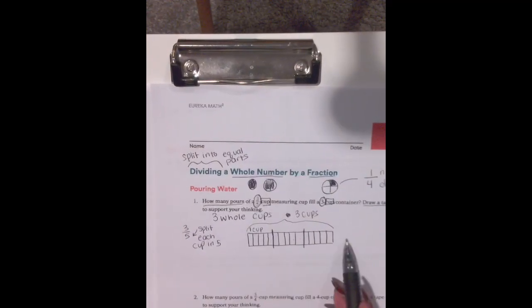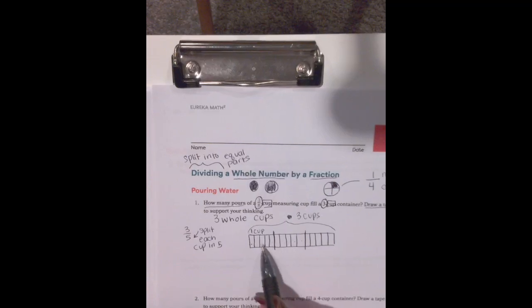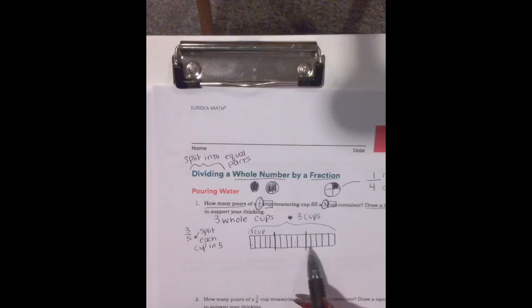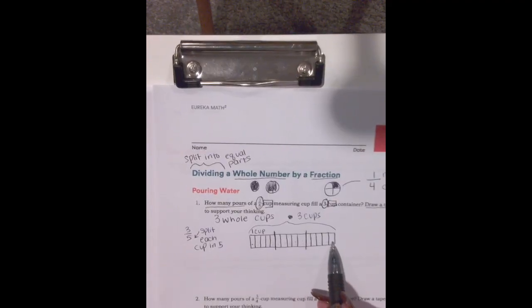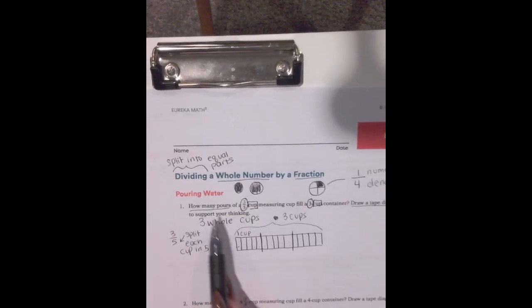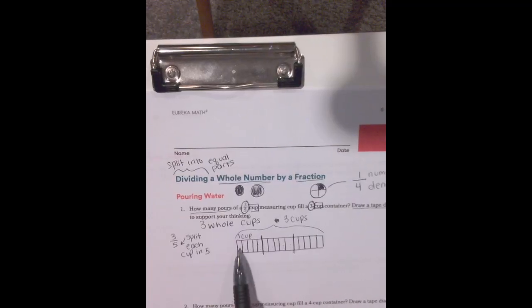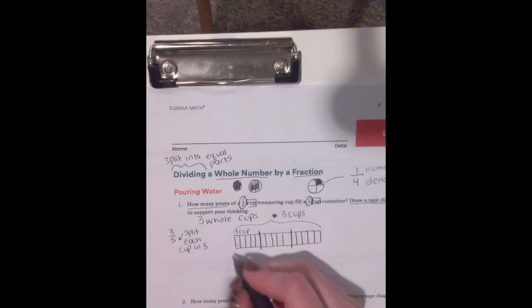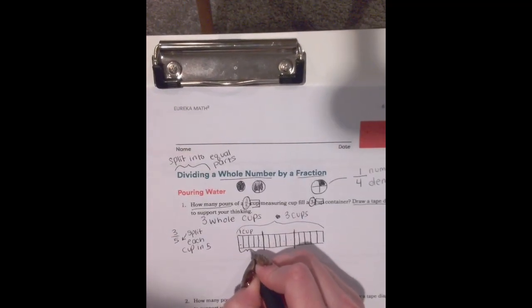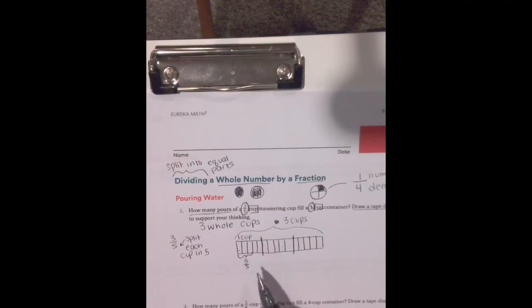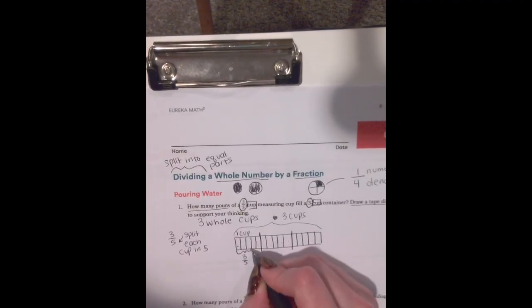So real quick check right now. We should have 1, 2, 3, 4, 5, 6, 7, 8, 9, 10, 11, 12, 13, 14, 15 total boxes. So now getting back to the question, it says how many pours of a 3/5 cup measuring cup fill a 3-cup container? So right now we have this entire container, but each time we go and we dump a measuring cup into it, we are only going to have 3/5. So 1, 2, 3, this is 3/5. We're going to keep counting those 3. So we have 1, 2, 3.